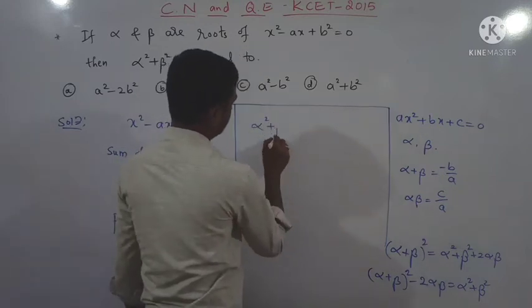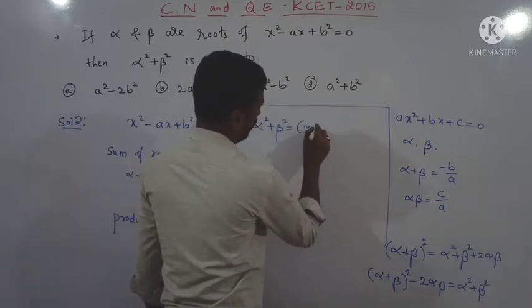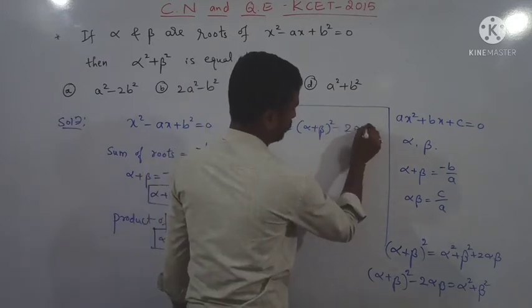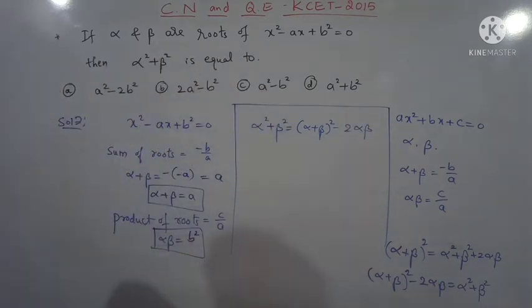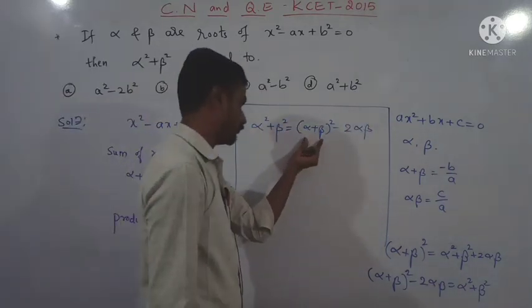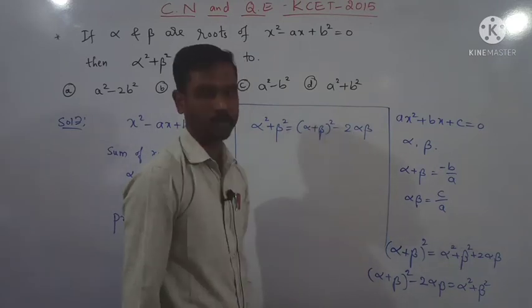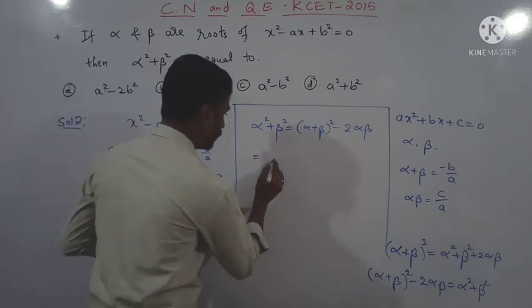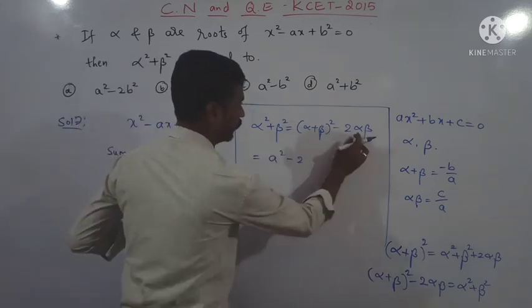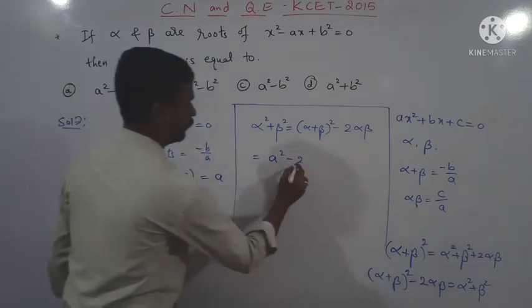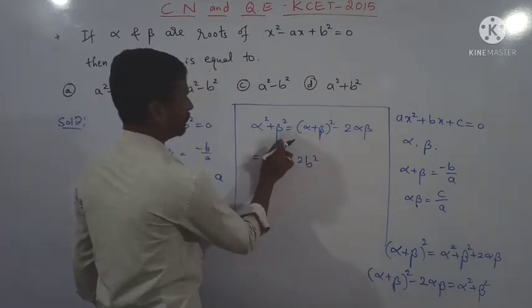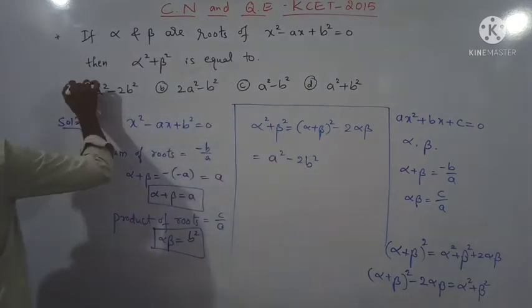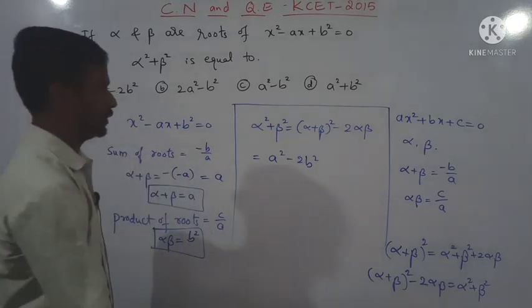alpha square plus beta square equals alpha plus beta whole square, that is square of sum of roots, minus 2 times product of roots. We know that alpha plus beta is a, therefore it is a square minus 2 into alpha beta, which is b square. Therefore alpha square plus beta square is equal to a square minus 2b square. Therefore option A is the correct option.